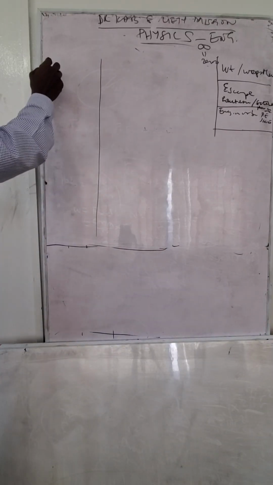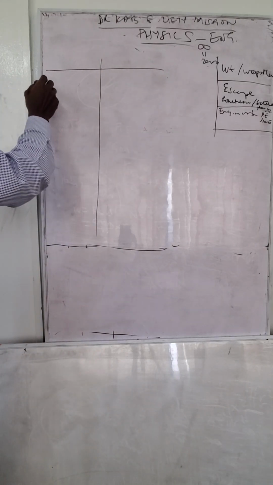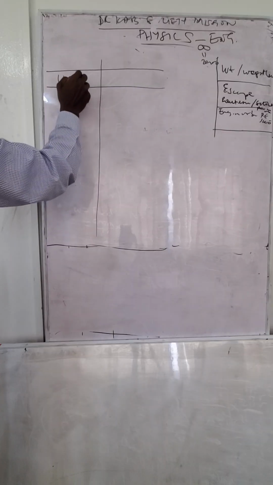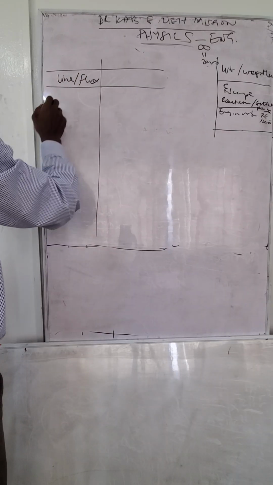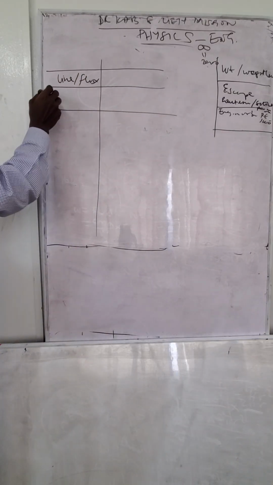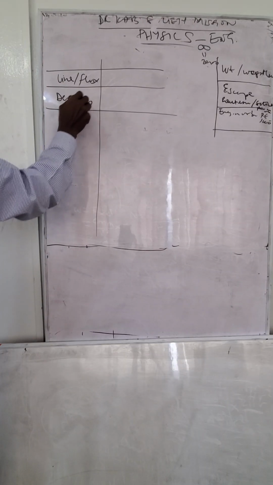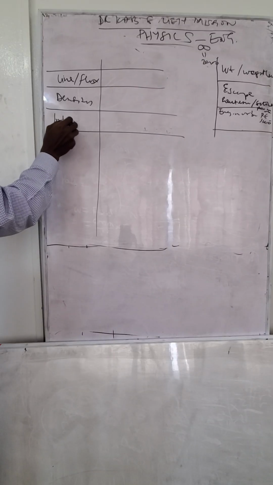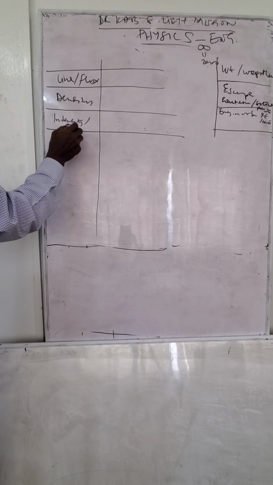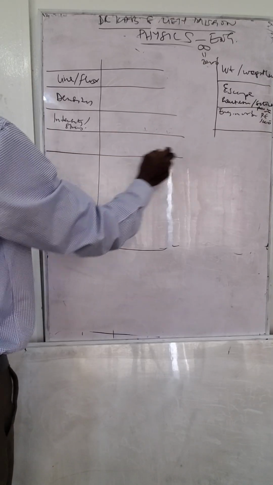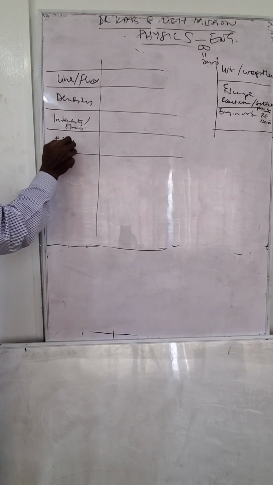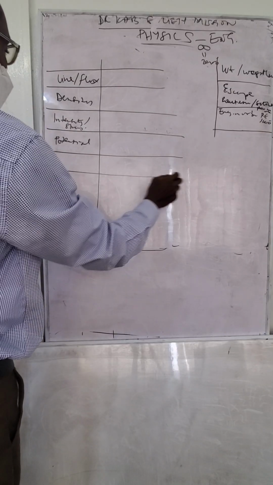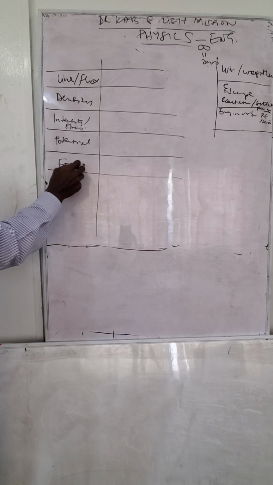So the big concept summary, that will end us. The first one we say is the lines of forces or flux. Then the next one we say is the density. Next one we say is the intensity or strength. Then the next one we say is potential. Then the last one we talk about is force.